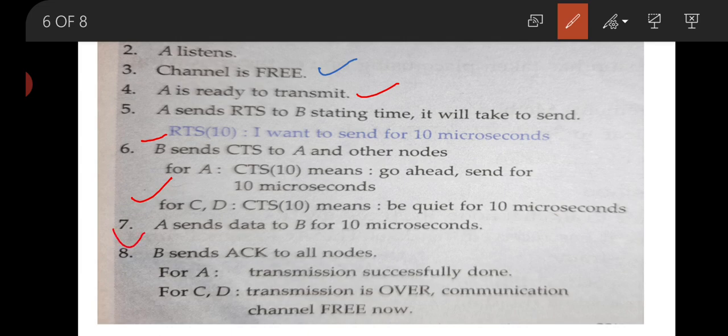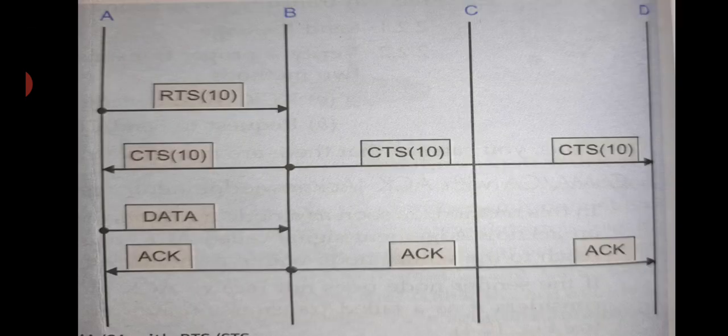Now A sends data to B for 10 microseconds. Now B sends ACK to all nodes. For A, the ACK is the confirmation that the transmission is successfully done, and for C and D this is a signal indicating that the transmission is over. You can communicate on the channel. Now the channel is free.